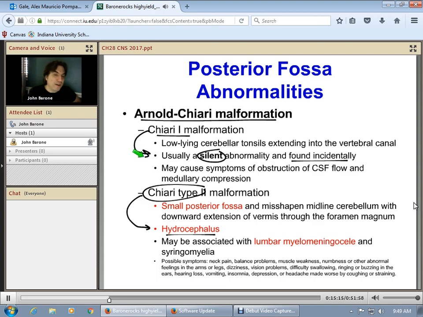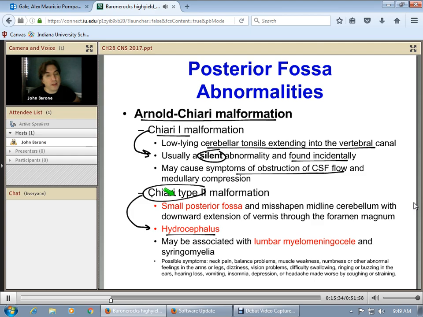So this one, we find it incidentally. We're looking for something else and we find it. But type 2 is the one with symptoms, so they'll usually ask it. And by the way, they're very similar. Both have cerebellar tonsils going downwards. And they can cause obstruction to CSF flow. So both carry that. But type 2 always has symptoms.